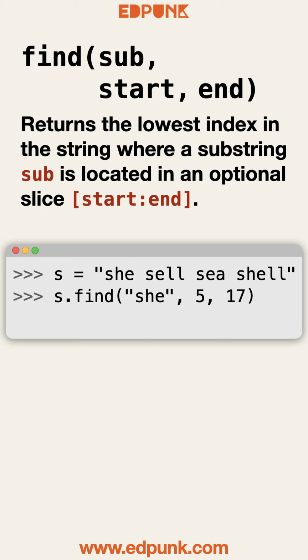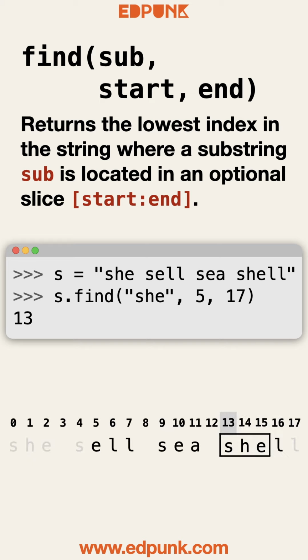Let us take another case where we execute s.find("she", 5, 17). Now, the new search string starts at index 5 and ends at index 16. This time, the method is able to locate an occurrence starting at index 13, so it returns 13.